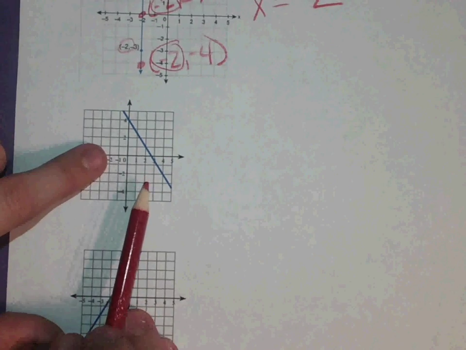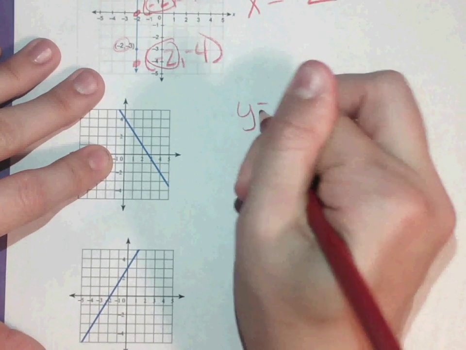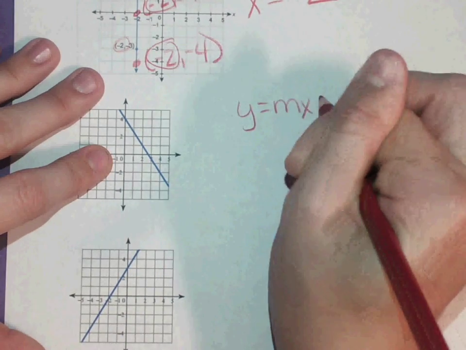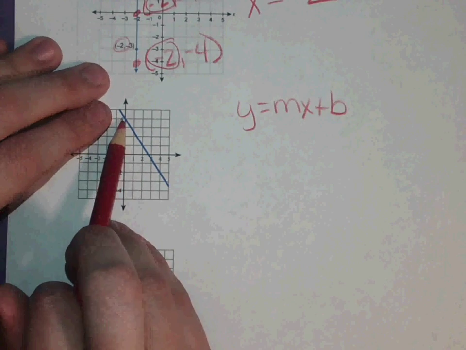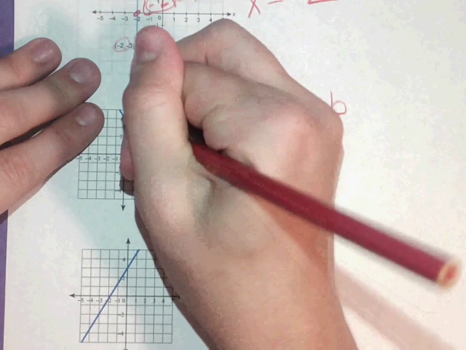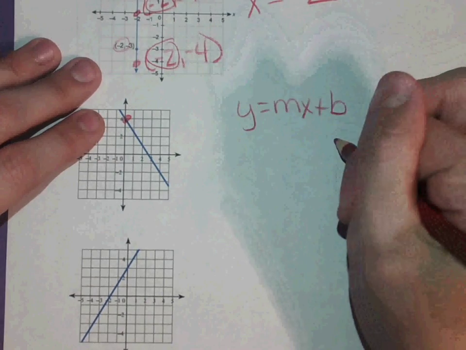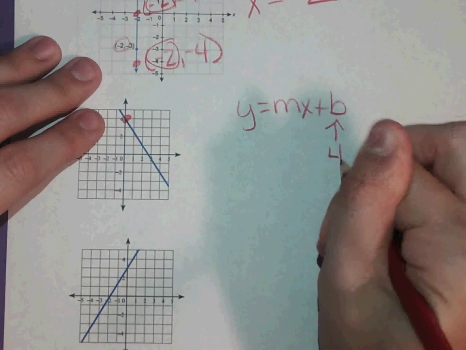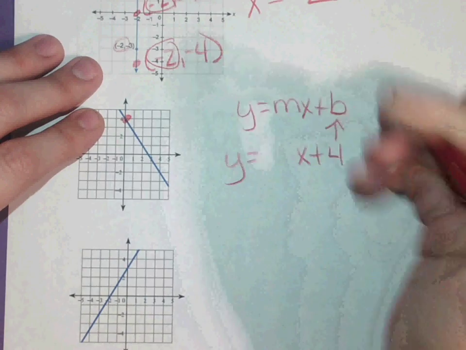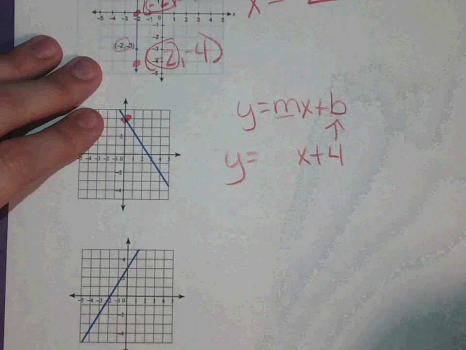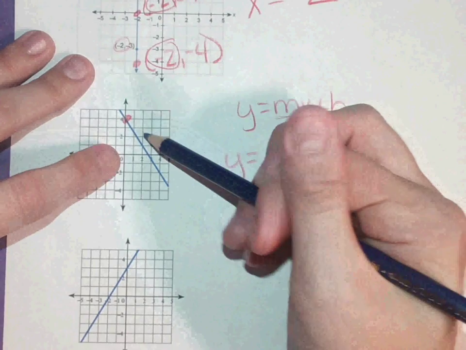Okay, now this one, I need to write an equation of this line. So I'm going to write it in slope-intercept form because that is the easiest to get from. So this one, I see that my y-intercept is where it crosses that y-axis. Is it 4? That goes here. Now this m is my slope. My slope is my rise over run. So I'm going to find another point.